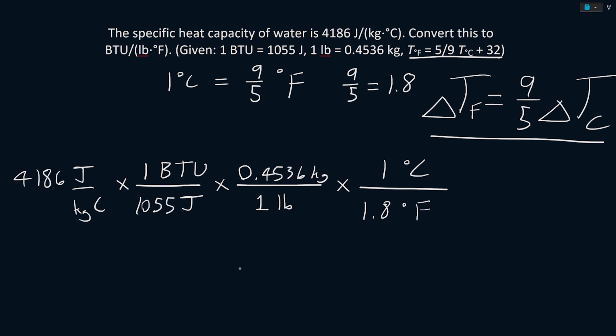Our final answer is that the specific heat capacity of water is approximately 1 BTU per pound degree Fahrenheit.